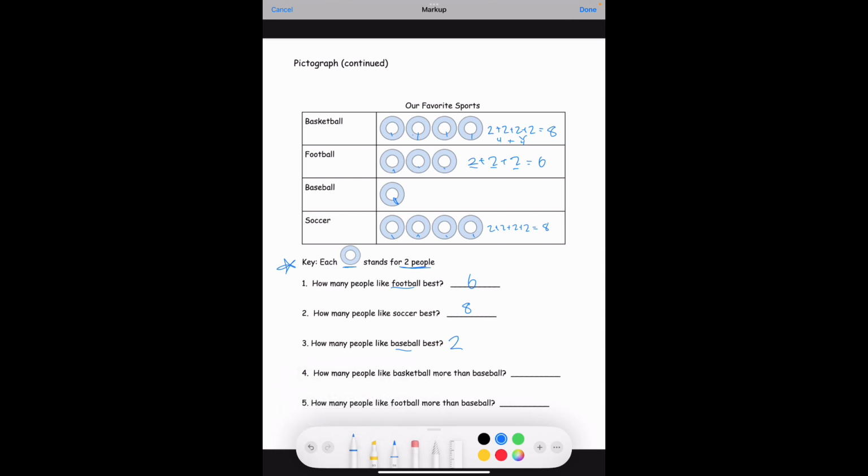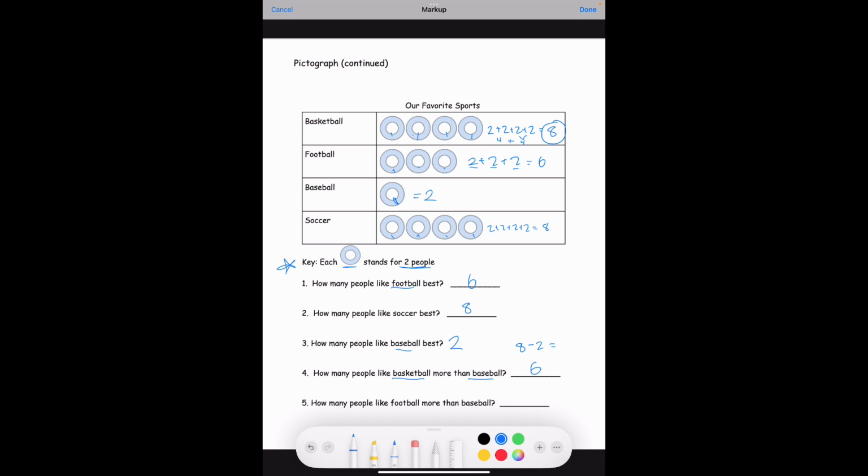Now we're on to 4. How many people like basketball more than baseball? So looking at basketball, there was 8. So we're going to do 8. In baseball, there was only 2. So 8 minus 2 equals 6. So 6 more people like basketball than baseball.